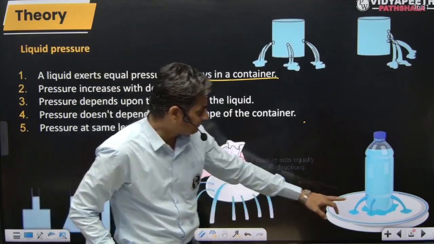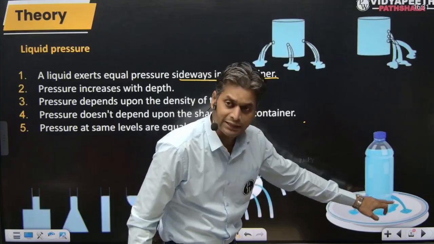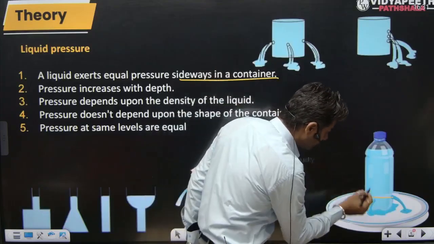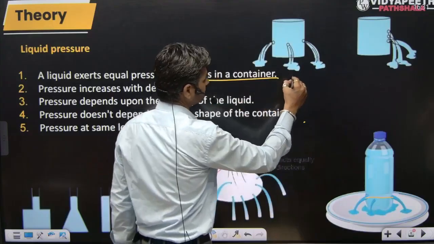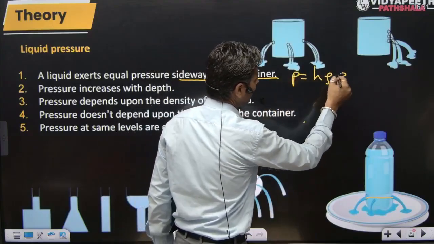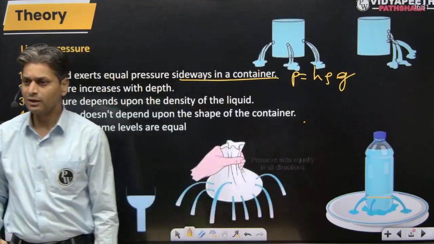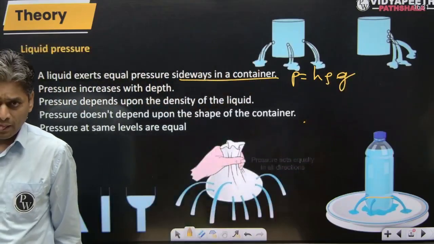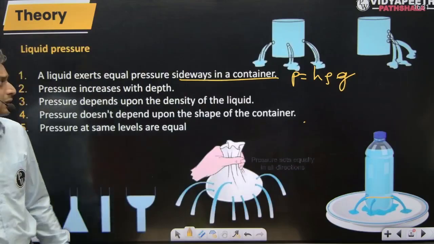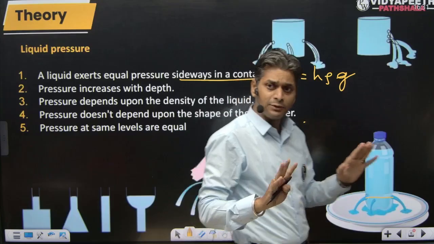Here, the same one. The pressure here, all the marks are at equal height. This height is equal. We know what the liquid pressure is. Liquid pressure is h, rho, and g. It depends upon which factor? Three factors are there. But the gravity is constant. We are unable to change the gravity.